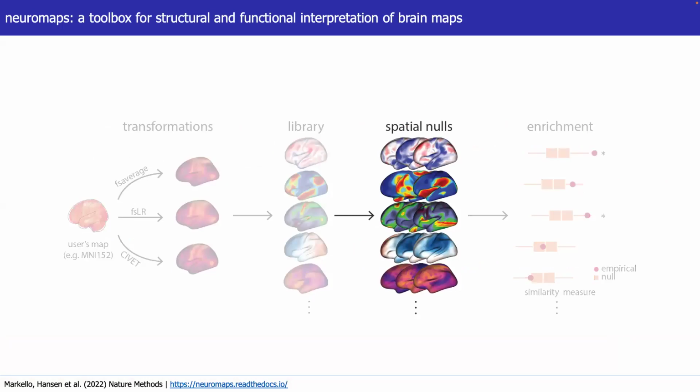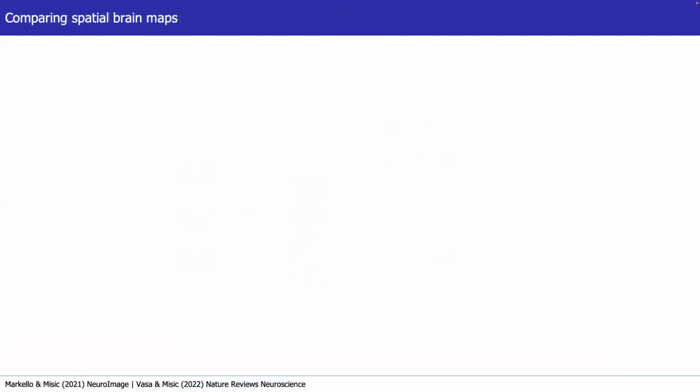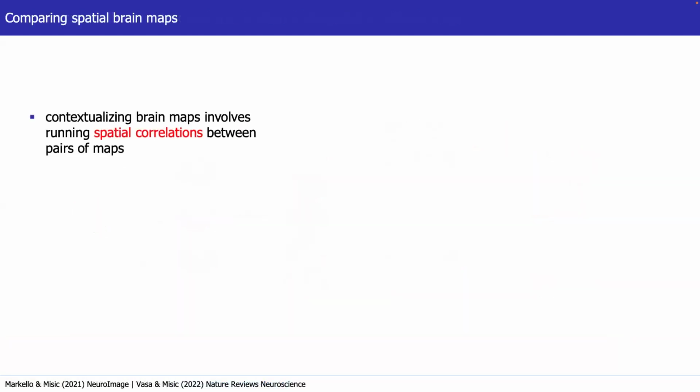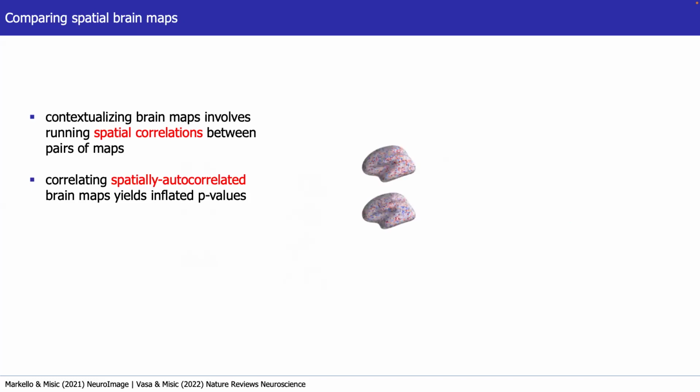Okay, and then the last thing is, you have two maps, you've transformed them into the same space, and you want to know if they're similar to one another. What you're going to end up doing is running a spatial correlation between them. This is probably the most common analysis that we do in the lab. And the problem is that anytime you correlate two brain maps that are spatially autocorrelated, you're going to get inflated p-values. This is something that was fortunately caught by the field very early on.